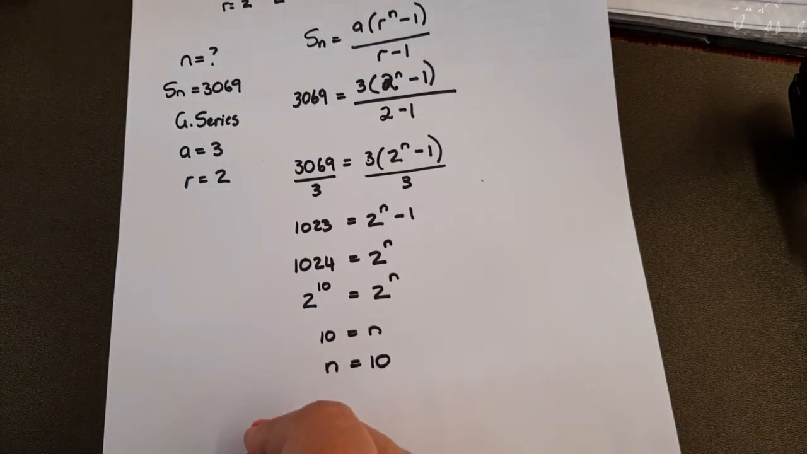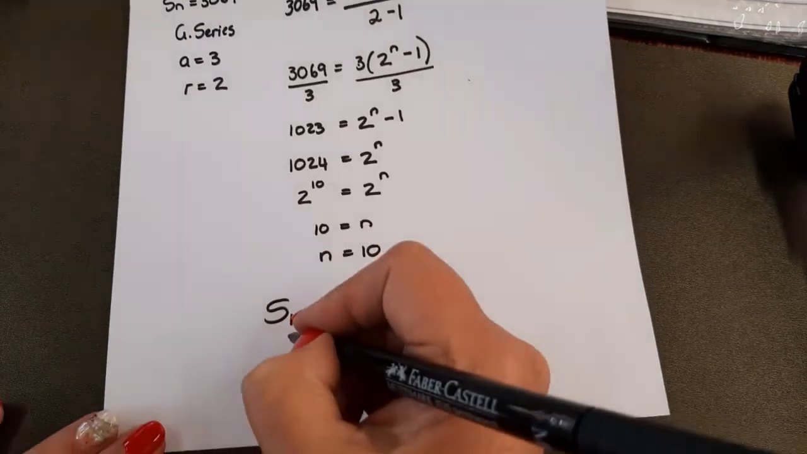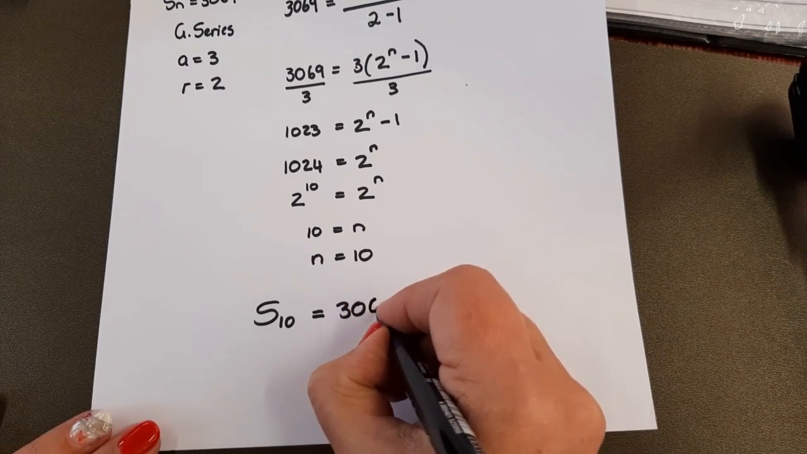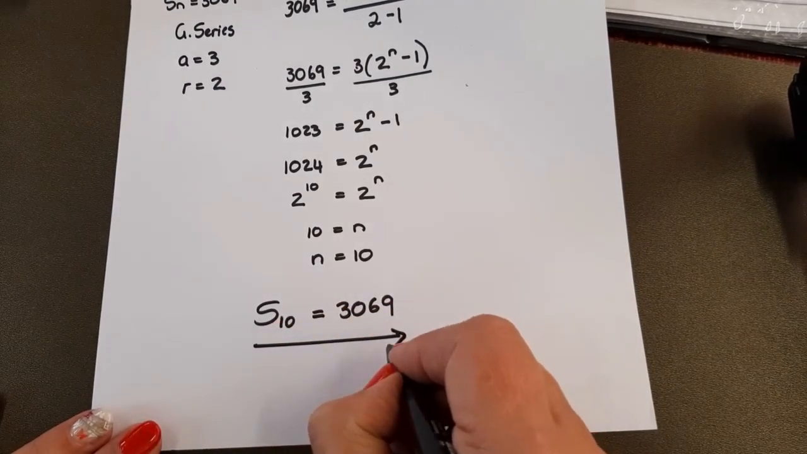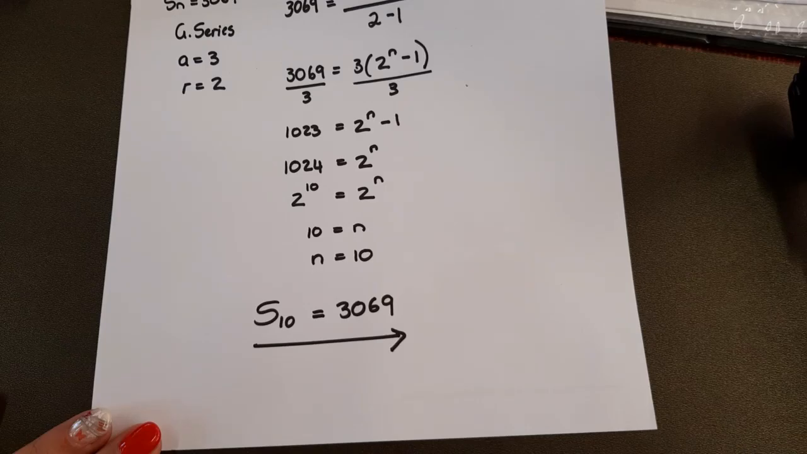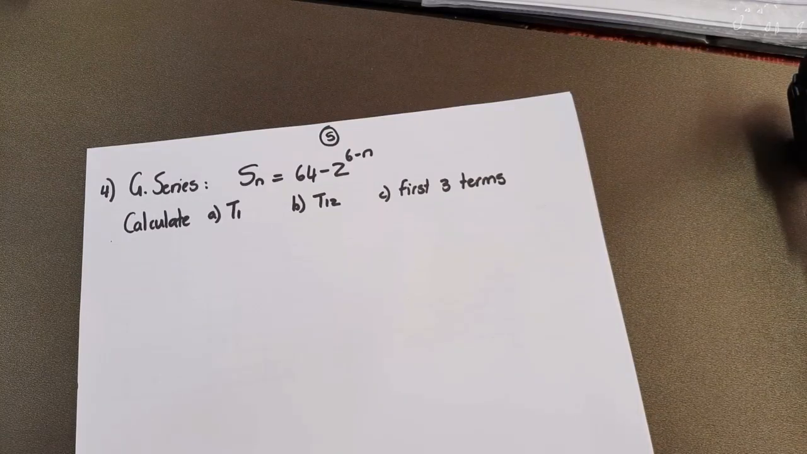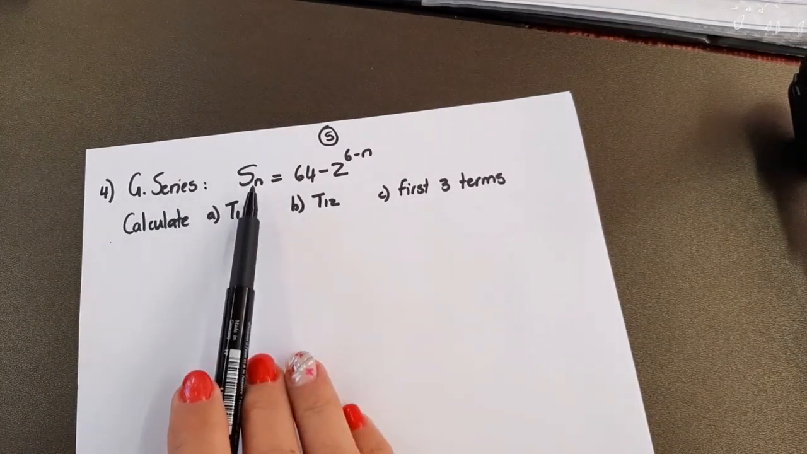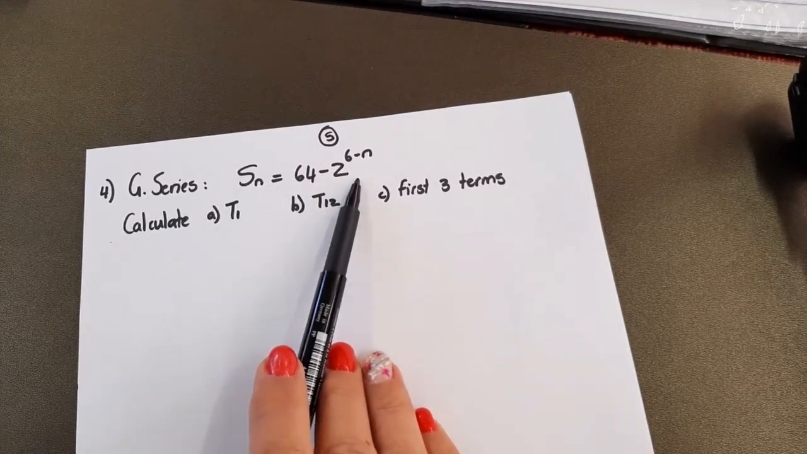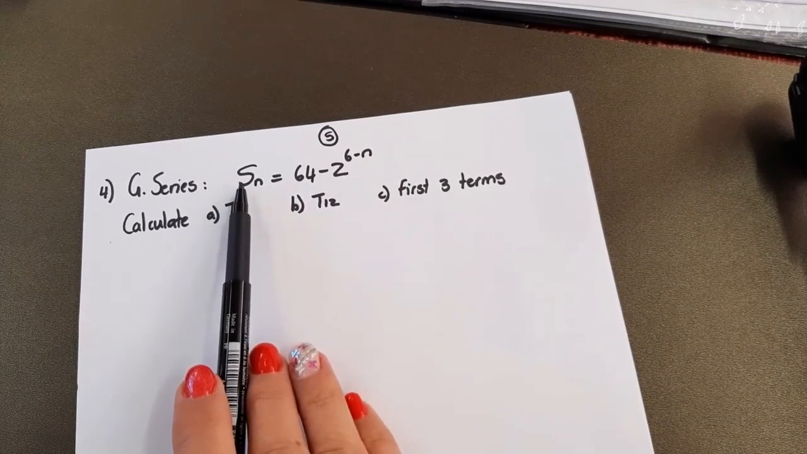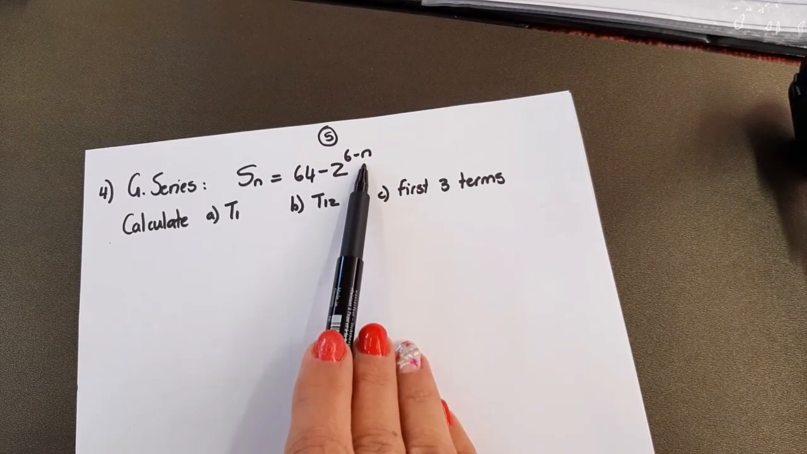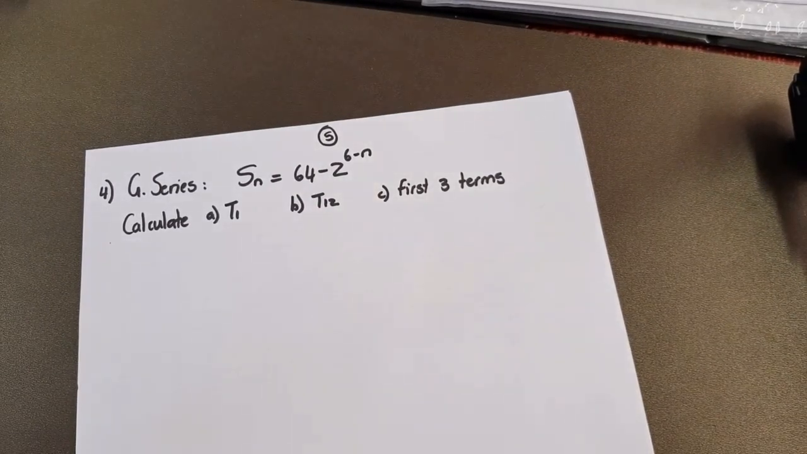Therefore, the sum of 10 terms will give you the answer of 3069. In example number 4, they give us a geometrical series sum formula. When you get a question like this one, where they give you a sum formula, there's a certain way to do that, and I'm going to show you.